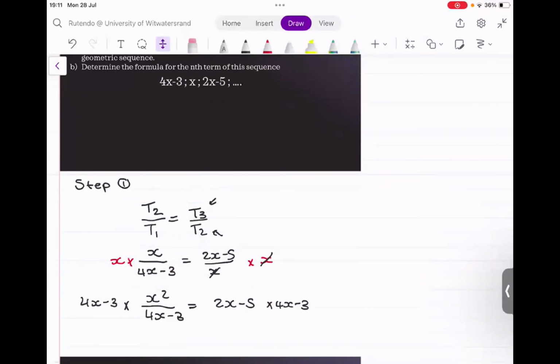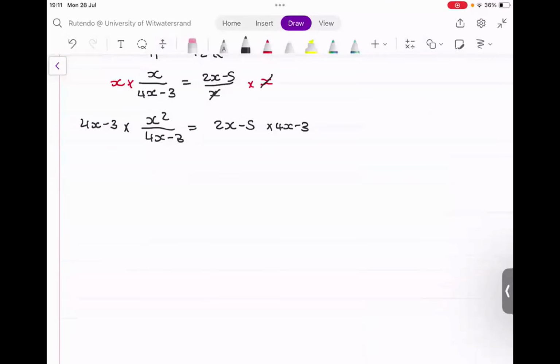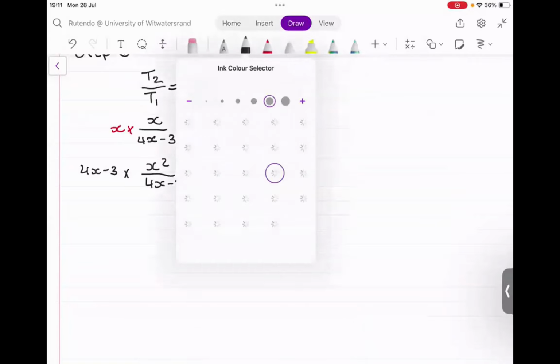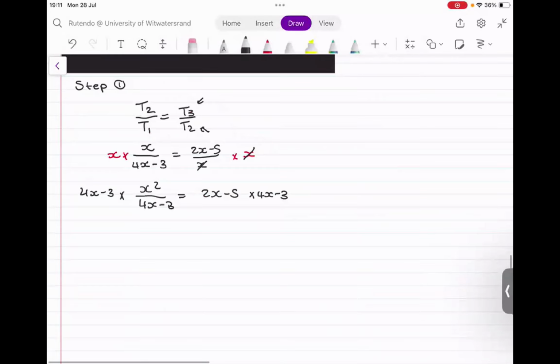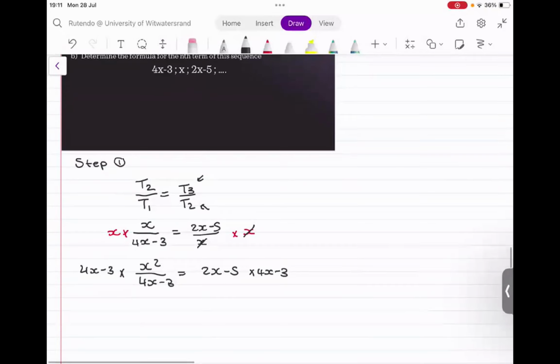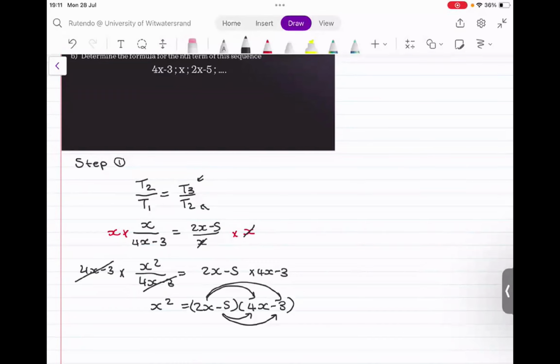Okay, let's give myself some more space. Okay, 4x minus 3. And then I'm going to say, okay, now I'll have this 4x minus 3 cancel out with that one. So I'll have x squared equals 2x minus 5 multiplied by 4x minus 3. Okay, now I can FOIL, right? I'm going to do that one, that one, that one, then that one.